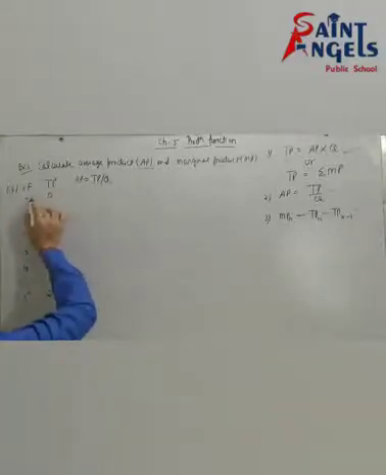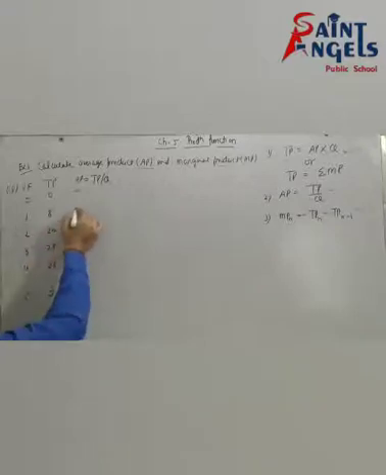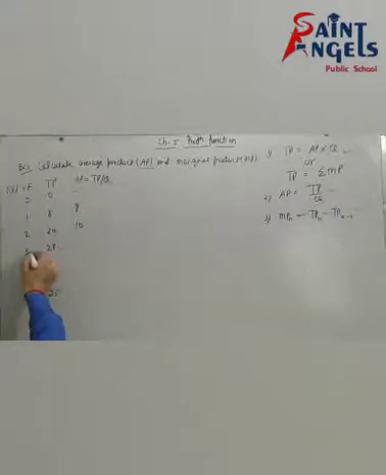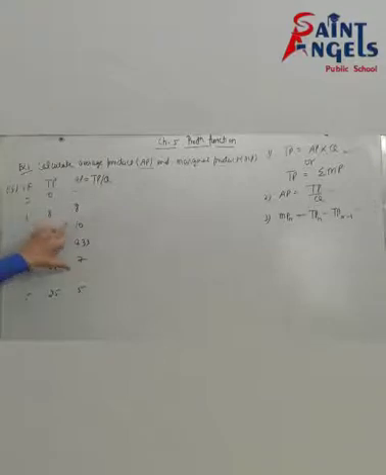Zero divided by 0 is not defined, so it will be a dash. After this, 8 divided by 1 is 8, 20 divided by 2 is 10, 28 divided by 3 is 9.33, 28 divided by 4 is 7, and 25 divided by 5 is 5. I hope all of you have understood how to calculate the value of AP, that is, TP divided by Q.